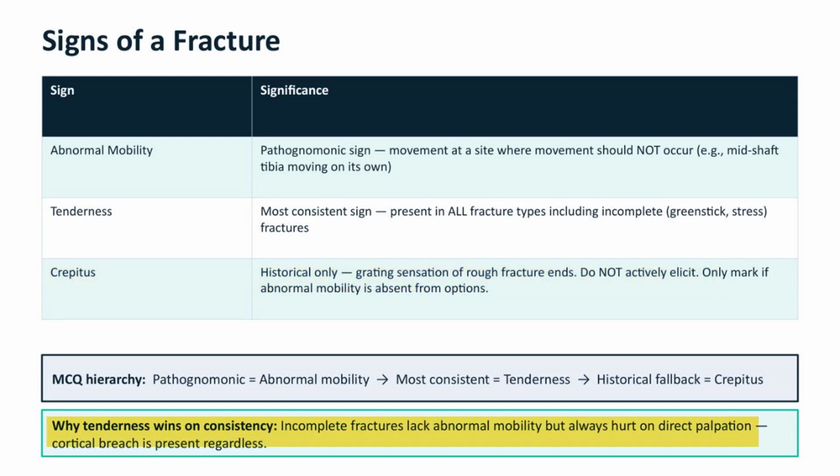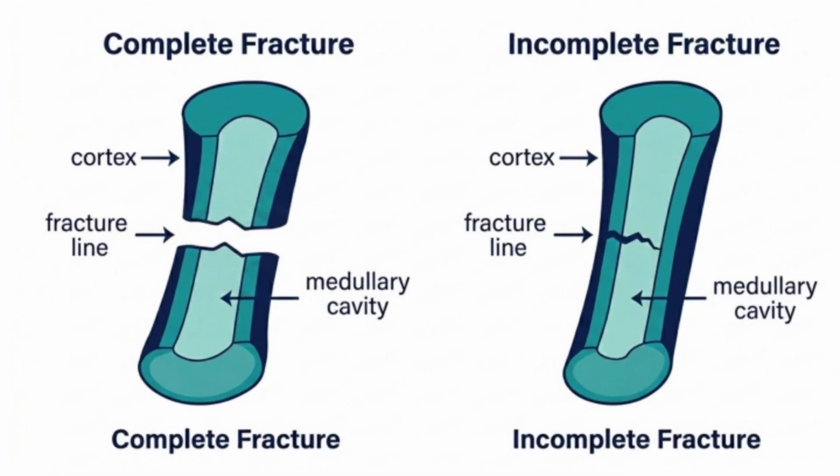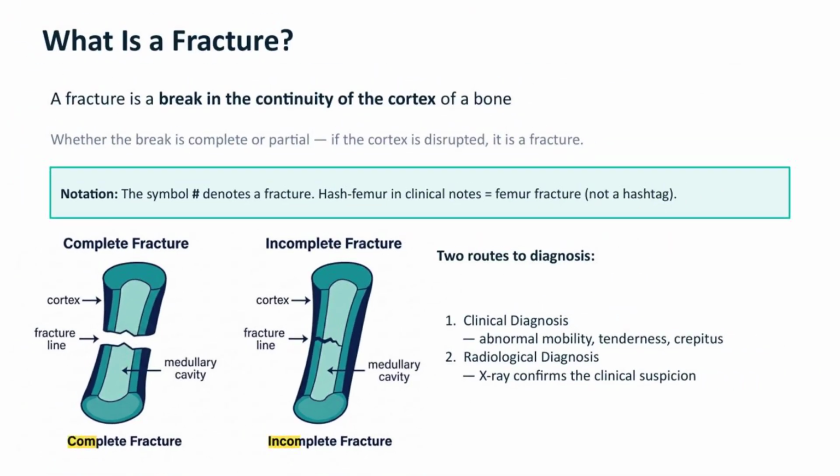Why is tenderness the most consistent sign? Because not all fractures are complete. Stress fractures and greenstick fractures don't break the bone entirely, so you may not get abnormal mobility. But whenever there is a cortical breach, pressing on it will hurt. Every single time. That's why tenderness wins on consistency.